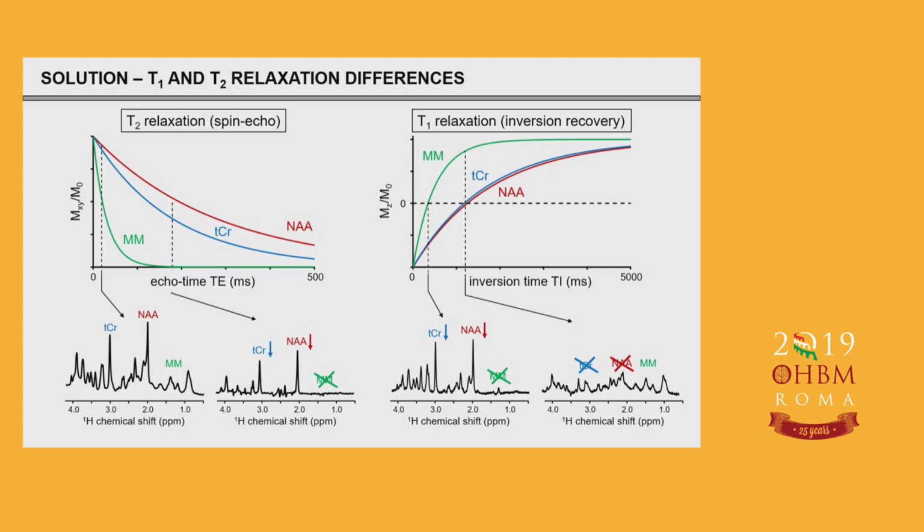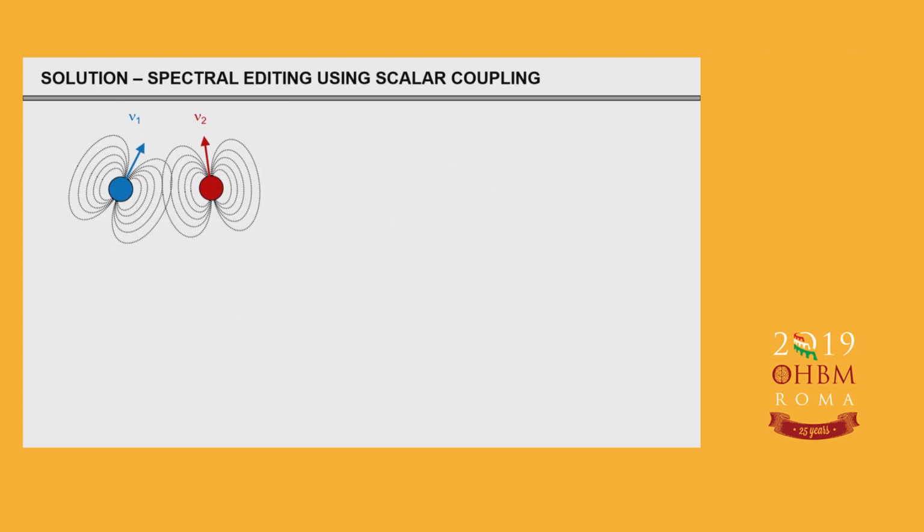So if you want to separate metabolites, then the most powerful method out there, and that will probably be discussed throughout this afternoon, is basically using spectral editing based on scalar coupling. Now, I can fill a whole lecture with just what scalar coupling is. We're not going to do that, but I'm going to just give you the brief overview.